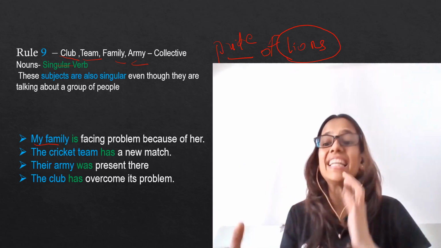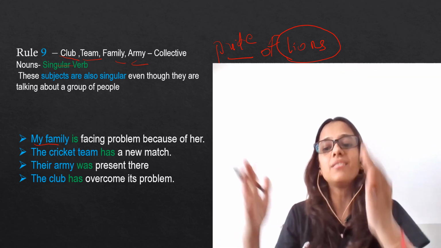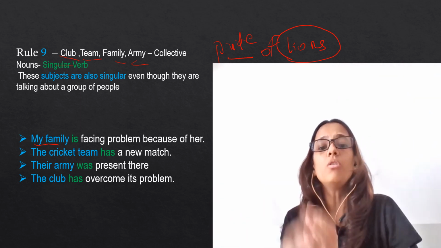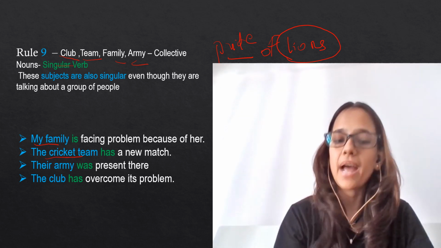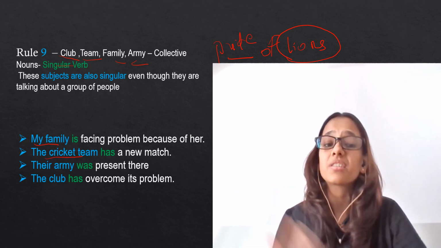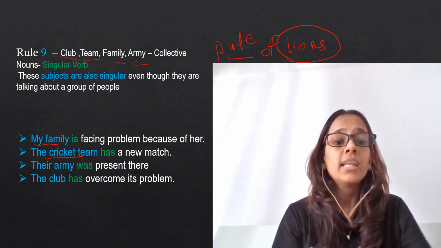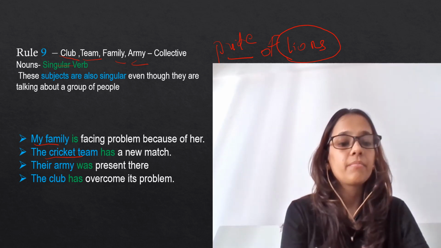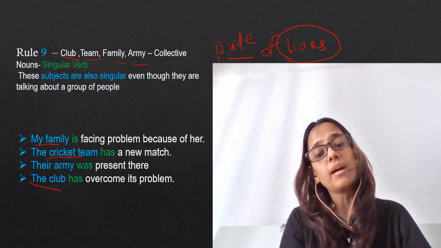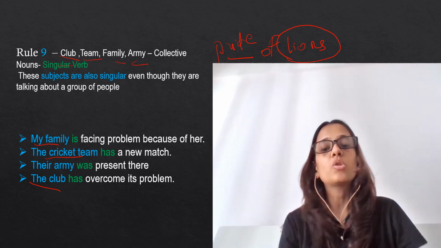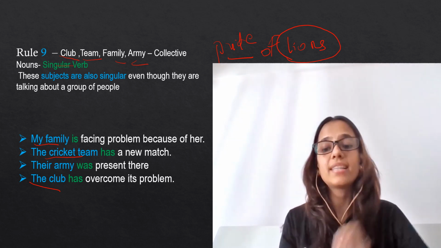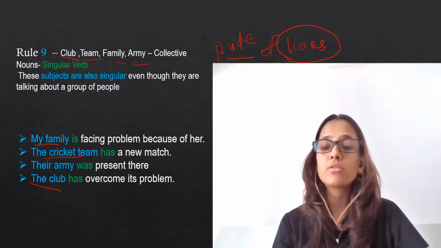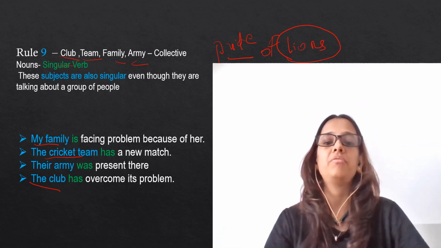Because it is a collective noun, it is representing a particular country, India. So it is a collective noun over here. Again, the cricket team has a new match. You cannot say have a new match because it's singular collective. Their army was present there. The club has overcome its problem. So it is collective noun and we are using singular verb. I hope you have understood. Let's move to the last rule for the day.